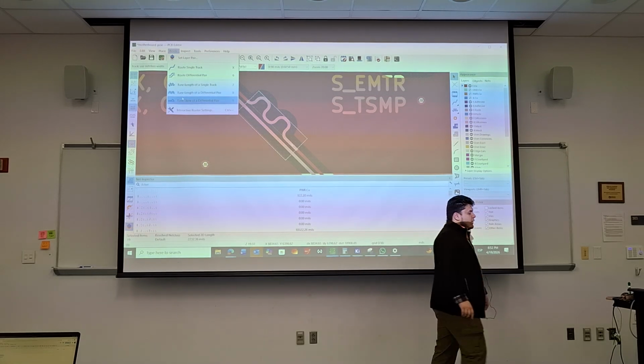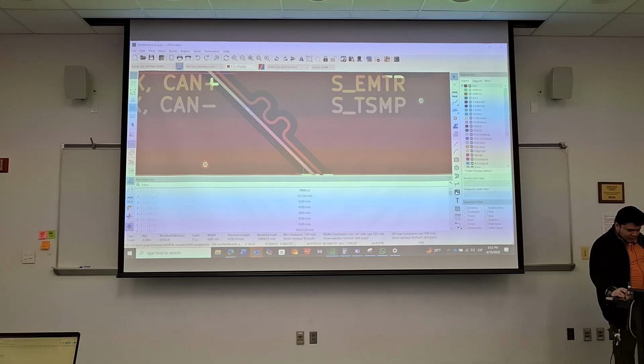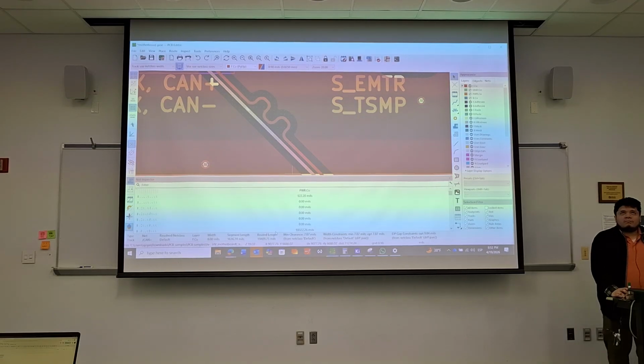And the way you would check this is, I mean, it gives it to you right here, right? The routed length. You just check the routed length. And if the routed length is over 100 mils, that's when you would tune it.